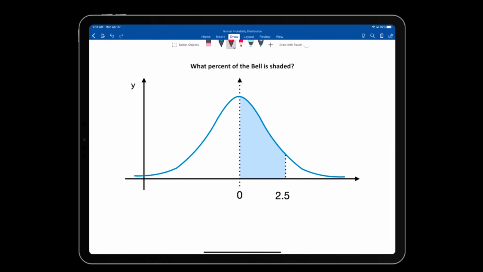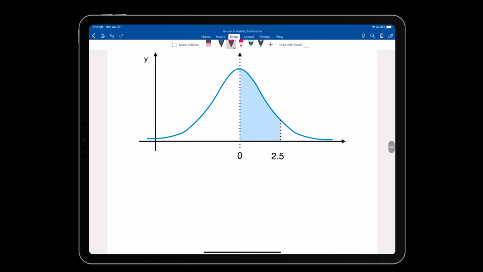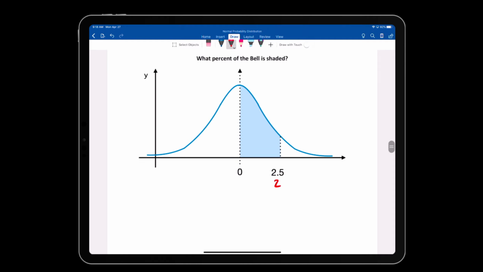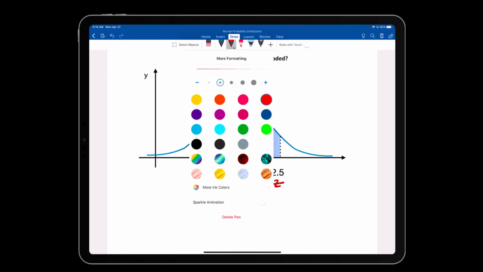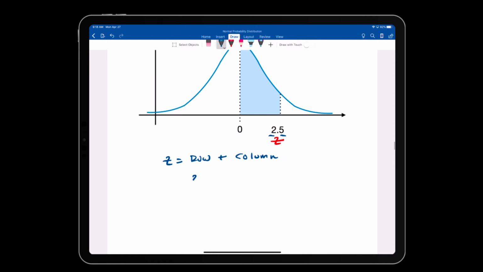Notice what they gave us here. The Z value now, ladies and gentlemen, because this is a Z value. Let me write here. That's a Z value. And I'm going to use the other color, so I have to toggle. We need to write this Z value as a row plus a column. The digits to the right and left, the single digits, is going to be my row. So this row is 2.5.